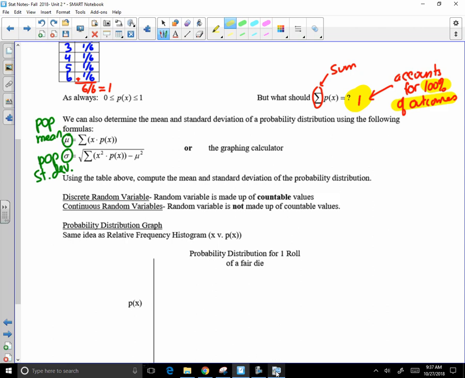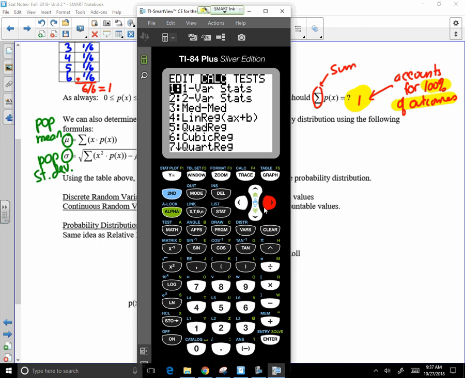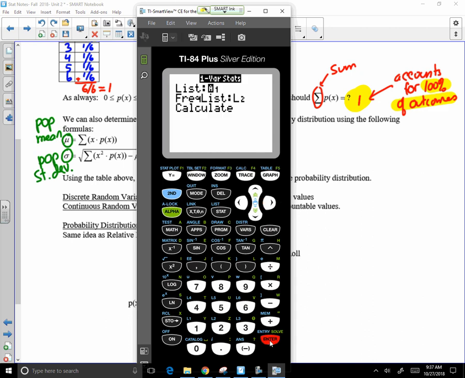So, why do we need to know that? Well, if I hit stat, calc, one bar stats. We're going to find the mean and standard deviation exactly the same way we did in Unit 1. Stat Calc 1. I have information in L1 and L2. If I didn't have anything in L2, I would just hit second 2 to put an L2 in there. Second 1, second 2 to give me a list 1 and list 2. Then I hit calculate, and it gives me this information.